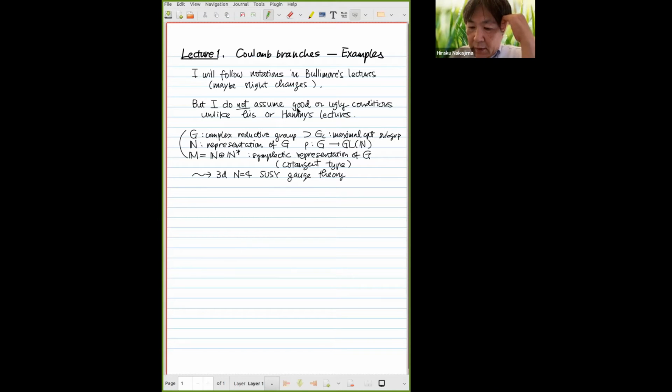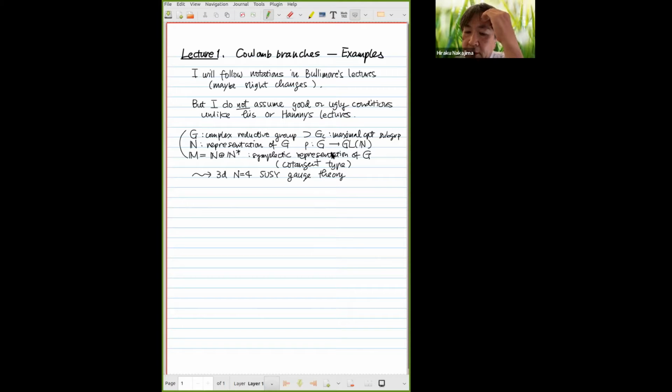So let us start. G is a complex reductive group, and G_c is a maximal compact subgroup. I take N, a finite dimensional complex representation of G, and I denote by rho the homomorphism from G to GL(N). And then I consider the representation M, which is a direct sum of N and its dual. This is a symplectic representation of G.